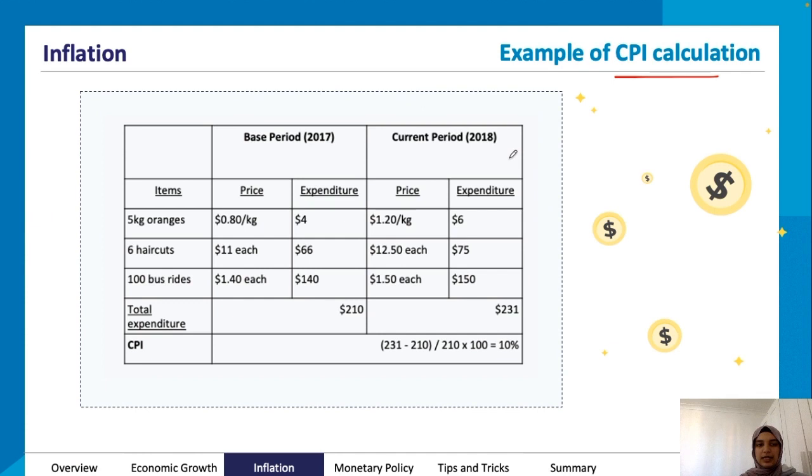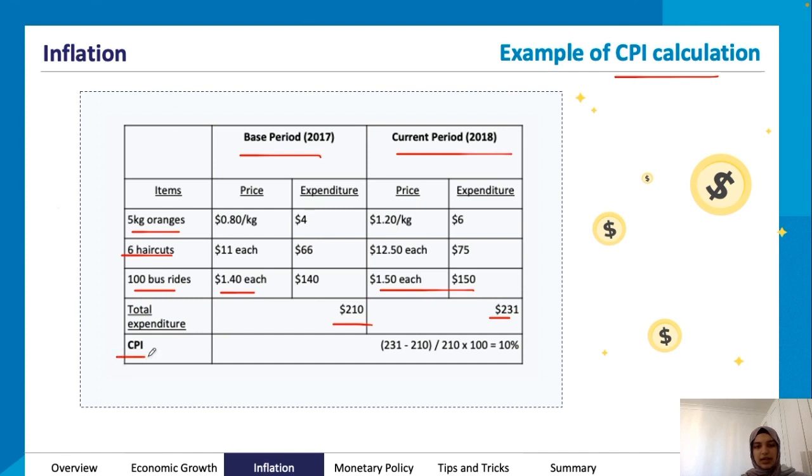So here's an example of a CPI calculation. The base period is 2017 and our current period is 2018. So previous, current, right? Think back to the formula. We've got 5 kilos of oranges at 80 cents, expenditure $4, and then 120 and expenditure $6. 6 haircuts at $11, which goes up to $1.50, and 100 bus rides at $1.40, which go up to $1.50. So it goes up by 10 cents. The total expenditure adds up to 210, and over here it adds up to 231.